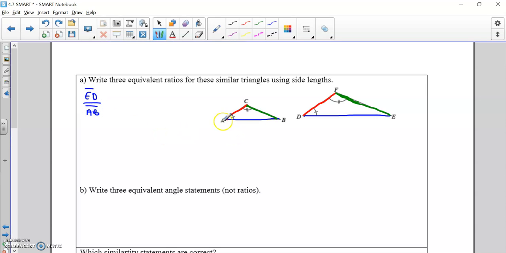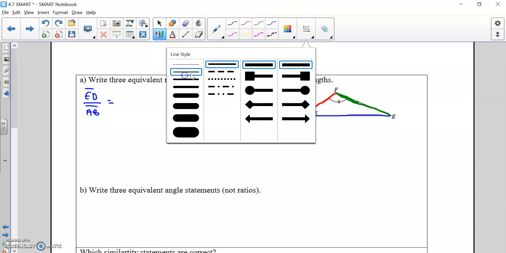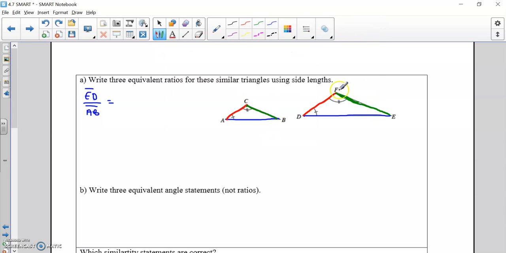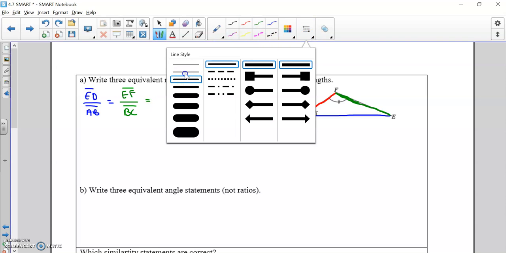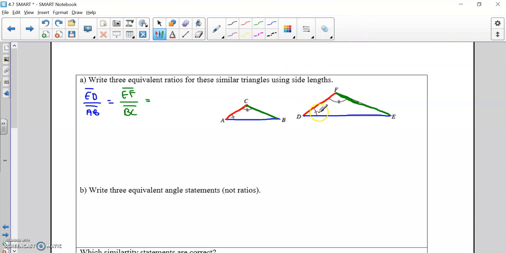over AB, that's one ratio. And now I just named the sides with the vertices instead of numbers because we don't have numbers, right? We know that that's going to be equal to, let's do the green one next for fun. We'll say EF over BC. Okay, and my last one is red. We'll call that DF over AC.